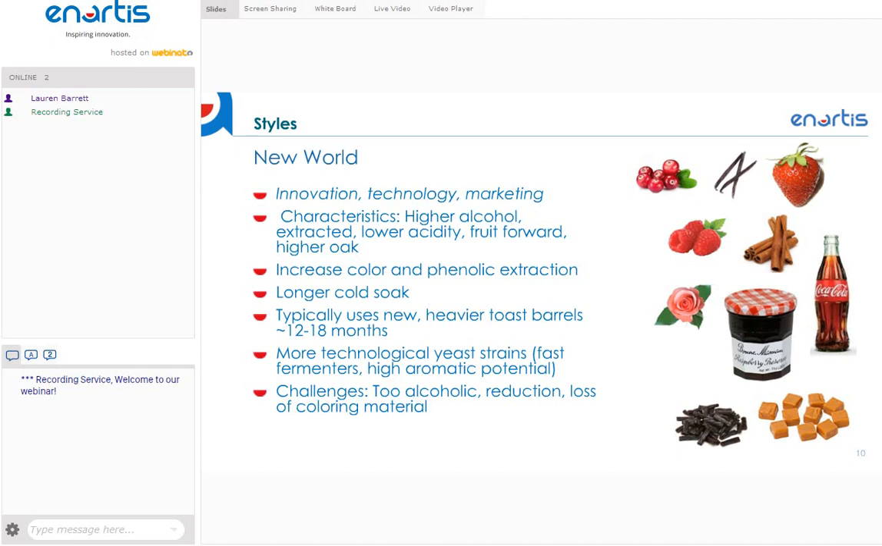And a lot of producers are also applying cold soak and using heavier toast barrels, more technological yeast strains, and then some of the challenges that these winemakers face is that these wines can be too alcoholic, they can be reductive, and there could also be a lot of unstable color due to the phenolic profile of Pinot Noir, which we'll get into.